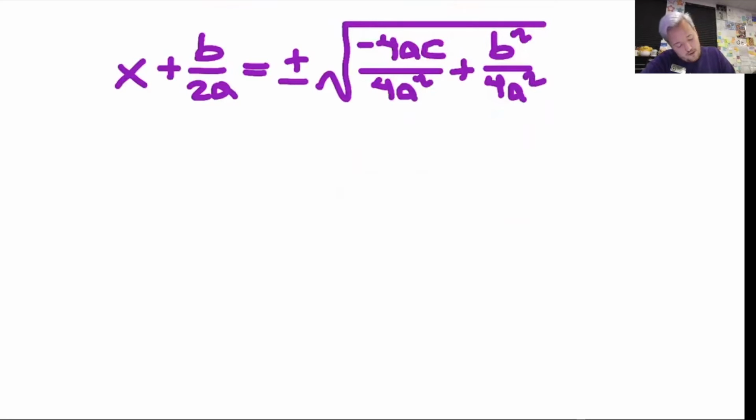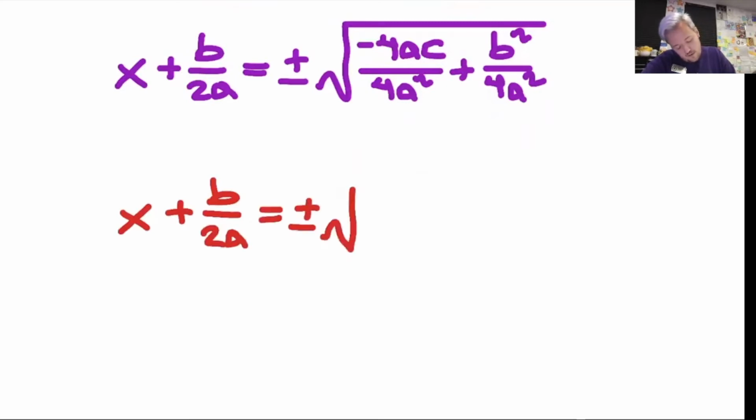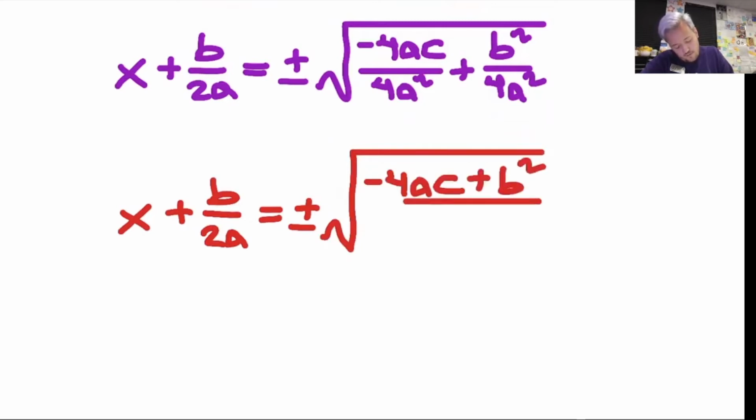All right, so I'm going to have x plus b over 2a. Wow, my handwriting is awful. And that's going to equal plus or minus the square root of negative 4ac plus b squared all over 4a squared.